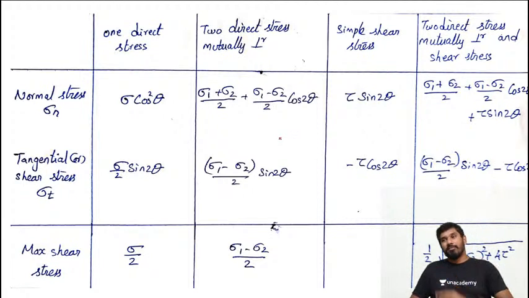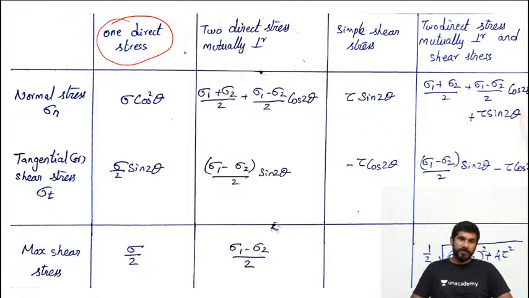These are the formulas used for 4 different kinds of loading conditions, right? In a component, only one direct stress is applied, that is in the x direction. Only one direct stress is applied in one direction. So we have the normal stress equation, tangential stress equation, and maximum shear stress equation, right?